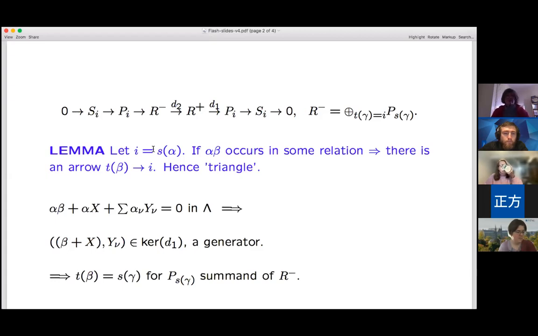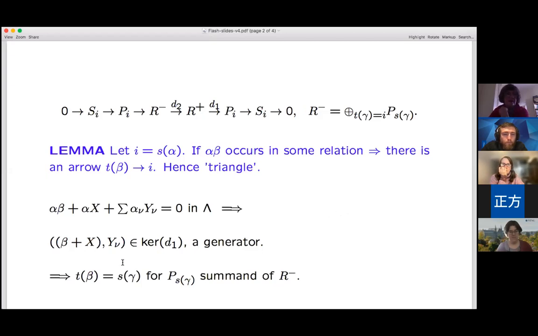So one thing you can say is if the algebra is tame, then you would know that there must be lots of paths of length 2 which occur in some relation, because otherwise the algebra wouldn't be tame, right? And you can use that because you can show if there is some path of length 2 which occurs in some relation, then there must be an arrow from the end of beta to the start of alpha. So you have a triangle here. And this is actually quite elementary.